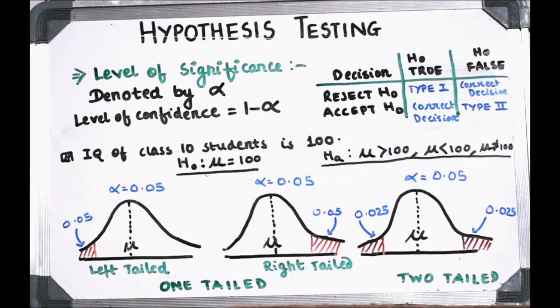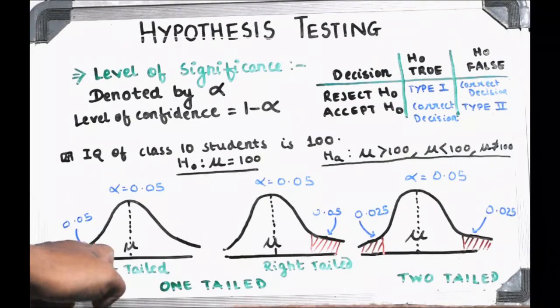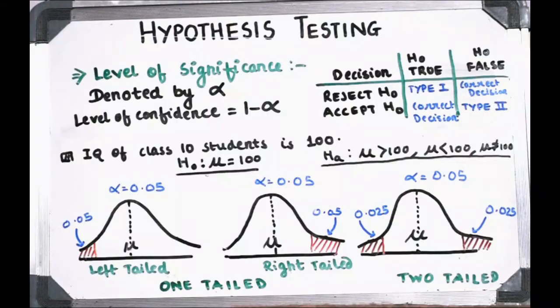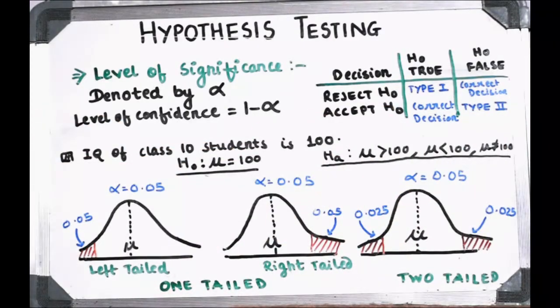If the level of significance is 0.05, the area of the red region is 0.05 for a one-tailed test, and for a two-tailed test it is 0.025 on both sides. It is symmetrically distributed. Now before going into one-tailed and two-tailed tests, let us clearly understand what the level of significance is. To make you understand, just take a small, easy example.